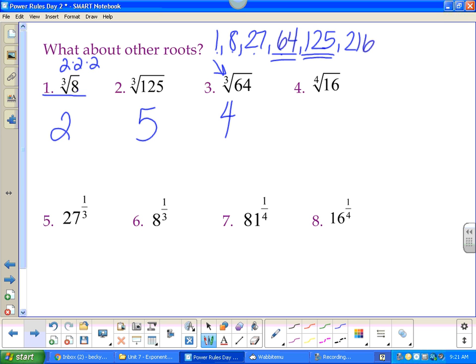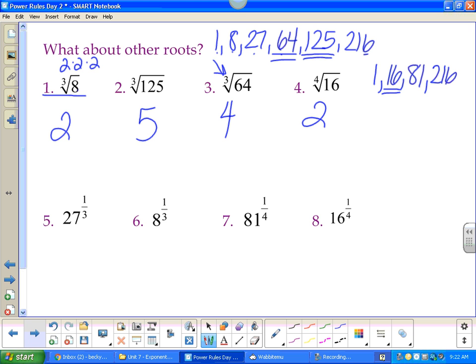Now this is a fourth root. We've changed seasons, so I'm not hunting these numbers anymore. The fourth root of 16. My fourths are 1, and then 2 to the fourth is 16, 3 to the fourth is 81, 4 to the fourth is 256. 16 is a fourth, and the fourth root of 16 is 2.